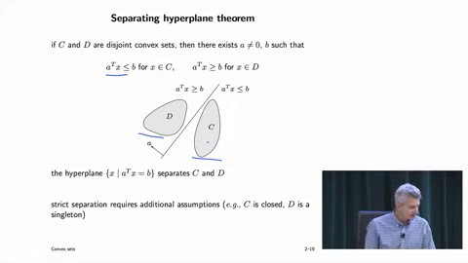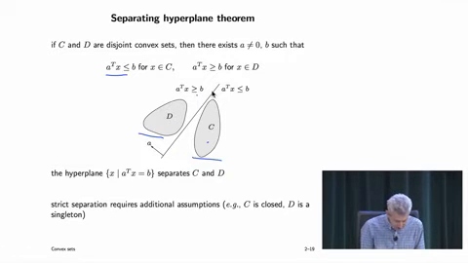Okay, and there are many variations on this, variations that talk about strict separability. Strict separability is where you replace these inequalities with strict inequalities, and these require additional conditions and so on. And this brings us to the supporting hyperplane theorem. And this says the following.